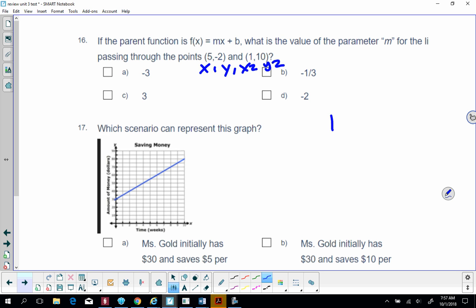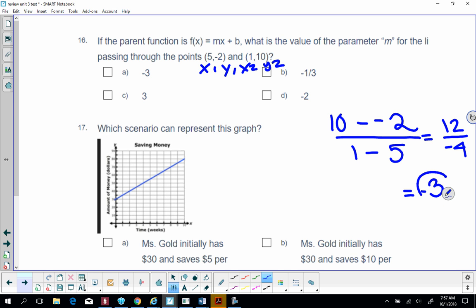So I label and I plug it in, 10 minus -2 over 1 minus 5. When you put that in your calculator, you'll end up getting 12 over -4. And what is 12 divided by -4? -3. So your slope, or your m, will be -3.